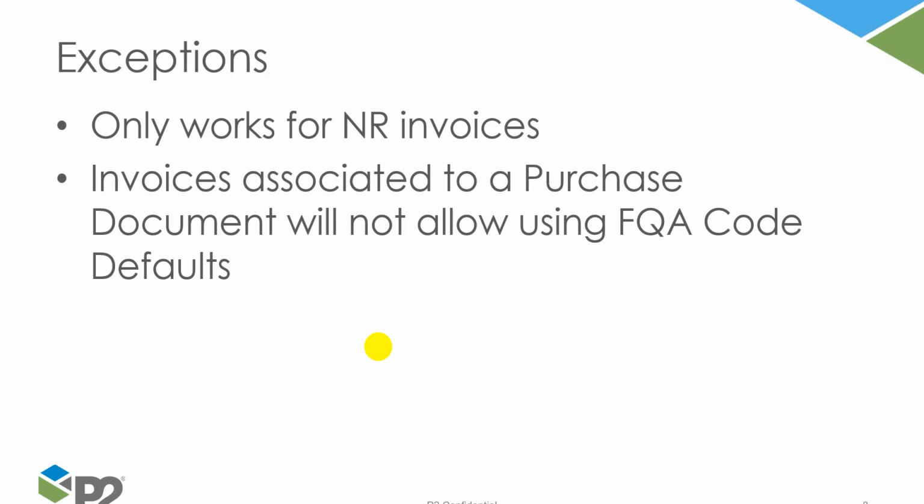Why is that? That's because for invoices that are associated to purchase documents, the FQA is brought in from the purchase document, and then you can change it in the invoice entry screen if required, but that grid is controlled by however many lines were set in the purchase document. This quick code, this FQA code default, can be used only when that is not the case, and that happens when you are coding to NR invoices.